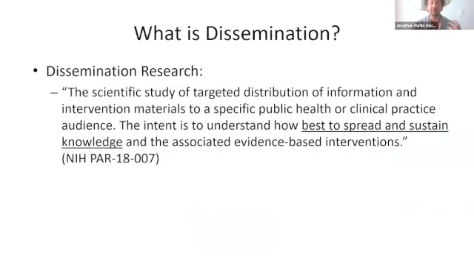So we have the field of implementation science, and implementation science is also often expressed as dissemination and implementation research, i.e. D&I. So what is dissemination research? Luckily, there's a very clear definition provided by the NIH. It's a scientific study of the targeted distribution of information and intervention materials to a specific public health or clinical practice audience. The intent is to understand how to best spread and sustain knowledge and the associated evidence-based interventions. So really, dissemination just means communication.